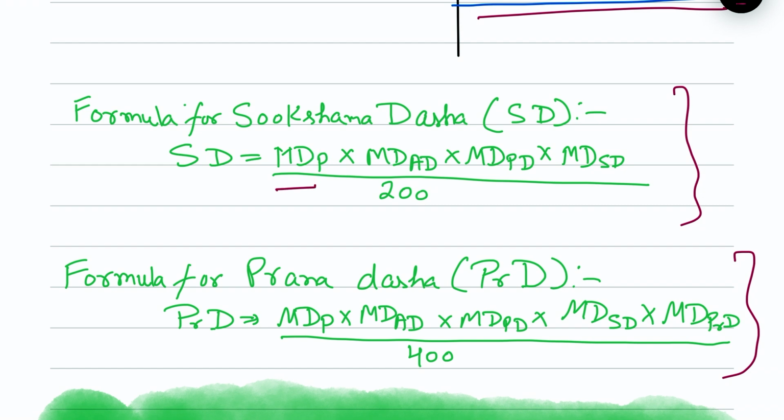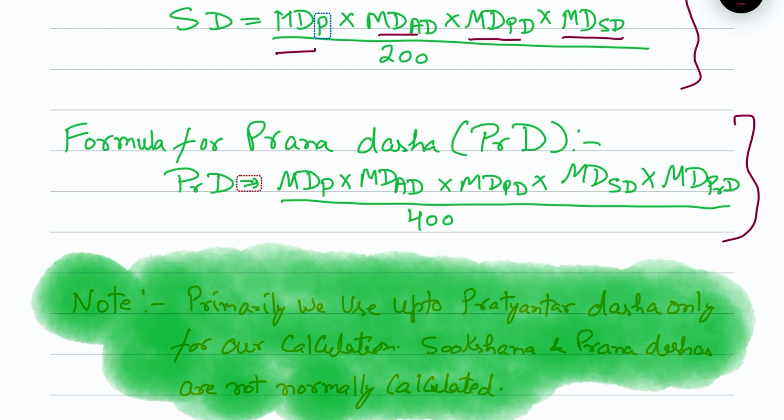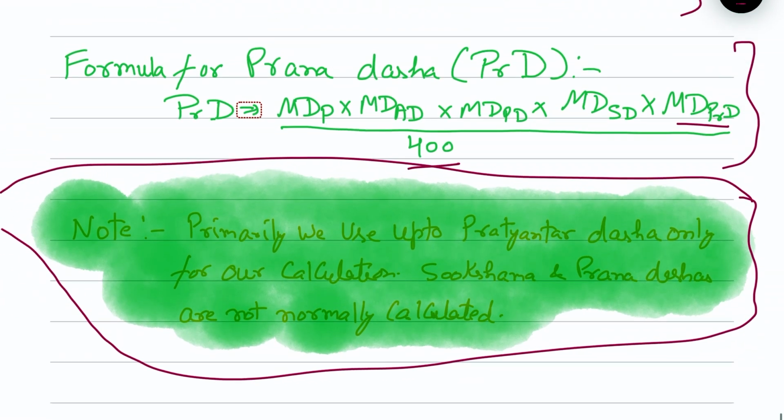It is the Mahadasha of the planet, then the Antardasha, the Mahadasha duration of the Antardasha Lord, the Mahadasha duration of the Pratyantar Dasha Lord, then the Mahadasha duration of the Shukshma Dasha Lord, divided by 200. Similarly for Pran Dasha, it is division by 400 and we multiply with the Mahadasha duration of the Pran Dasha Lord. So this is the note I have written. We are not doing the calculation. Thank you.